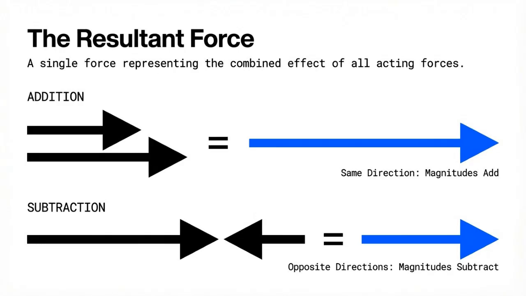When multiple forces act on an object, we can combine them into a single force called the resultant force, which shows the overall effect of all those forces together. If the forces act in the same direction, we add their magnitudes to get the resultant force, making it stronger in that direction. On the other hand, if the forces act in opposite directions, we subtract the smaller magnitude from the larger one, and the resultant force points in the direction of the greater force. This way of combining forces helps us understand the net influence on an object's motion.